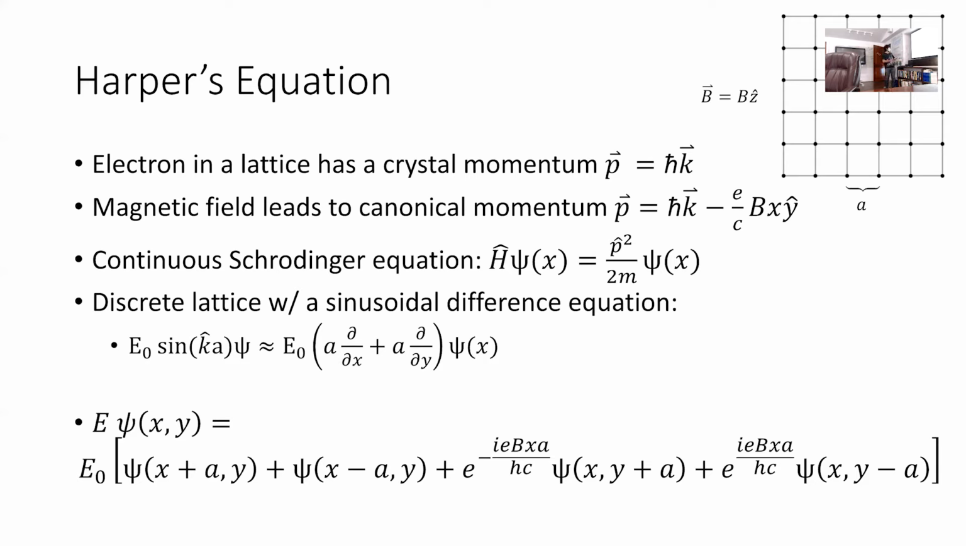I just wanted to point out, if you wrote something like E naught times sine k times a, and you Taylor expand that, you're going to get essentially momentum translation operators, except you want to use the canonical momentum. If you're actually doing it more rigorously, you'll end up getting these small shifts by the lattice distance.